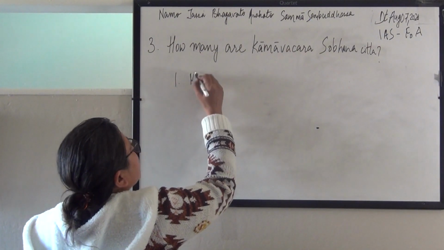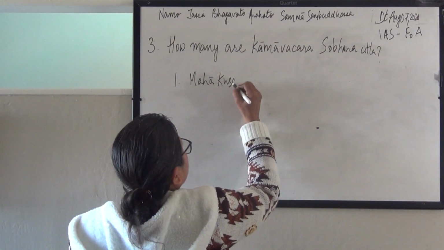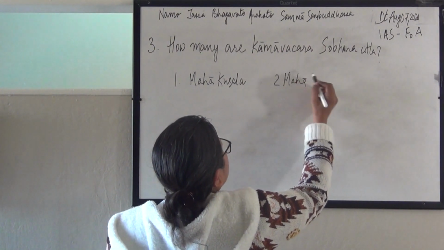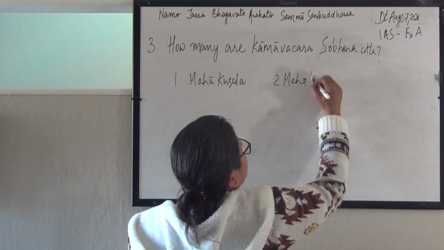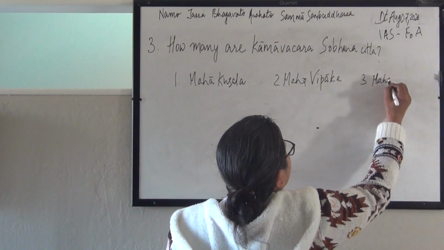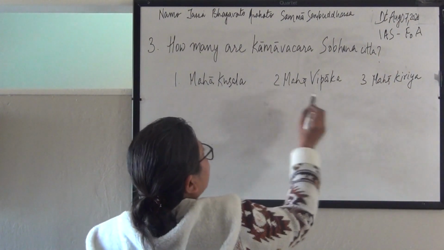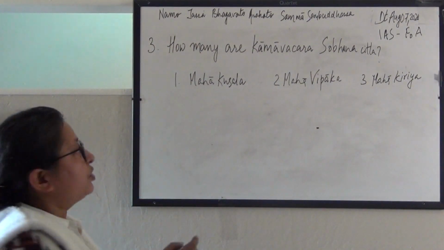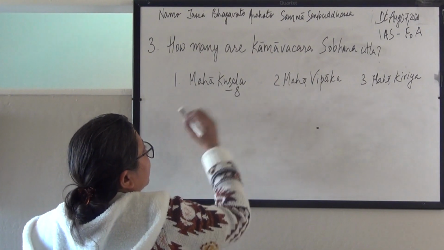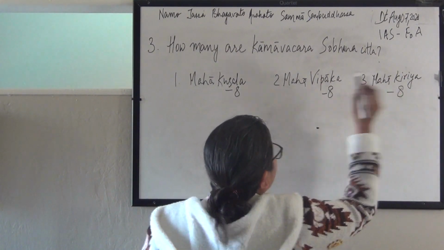The first one is Mahakusala. The second one is Mahavipaka, and the third is Mahakiriya. So these are the three groups in the Kamavachara Sobhana Chitta. In the Mahakusala Chitta, you have 8 chitta. In Mahavipaka, you have 8. In Mahakiriya, you have 8.